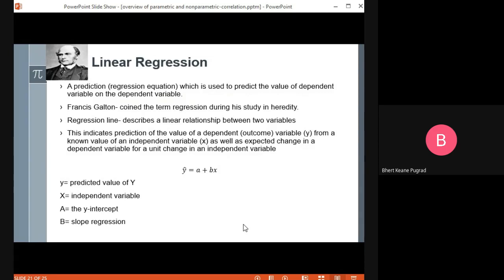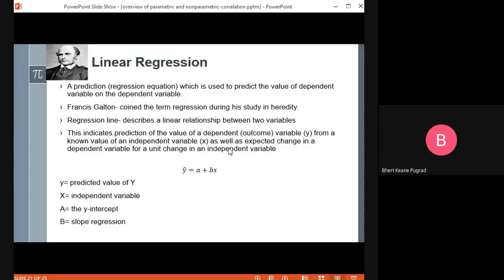So the regression line describes the linear relationship between two variables. So this indicates the prediction of the value of the dependent variable, which is the outcome variable y, from a known value of the independent variable x, as well as the expected change in the dependent variable for a unit change in the independent variable.